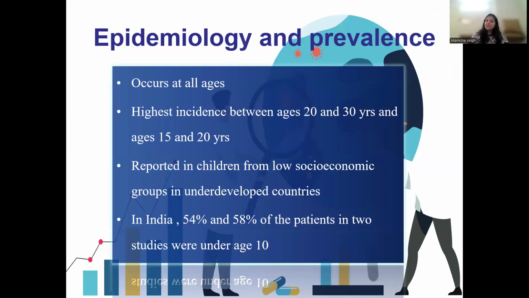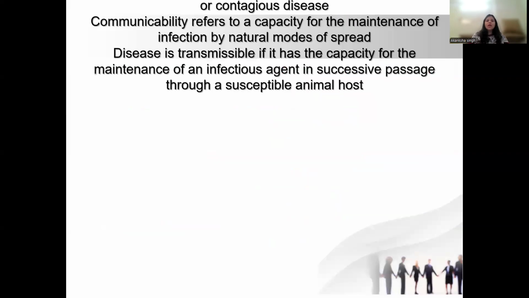Then epidemiology and prevalence: it occurs at all ages, but the highest incidence is at 20 to 30 years, and in pubertal years, like 15 to 20 years. It is reported in areas which have low socioeconomic groups. In India, 54% and 58% of the patients in the two studies were under the age of 10 also.